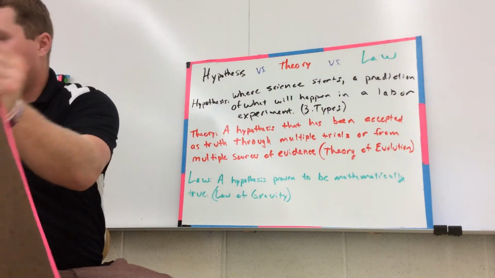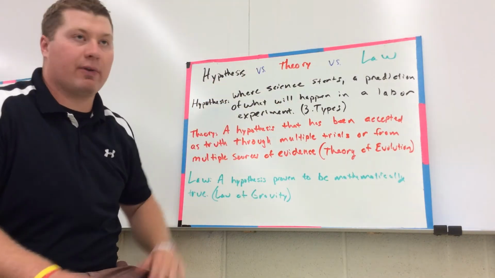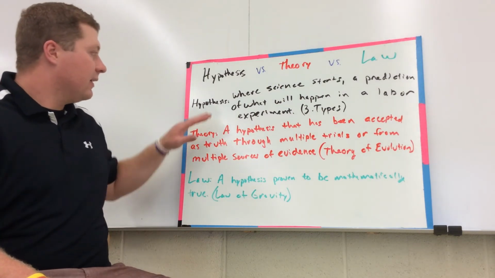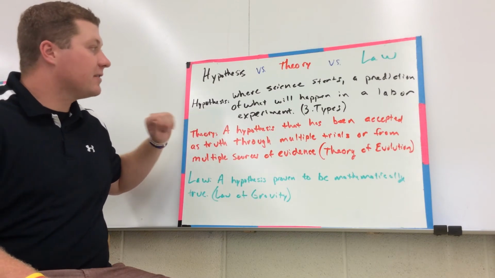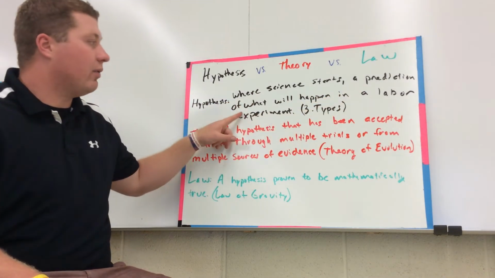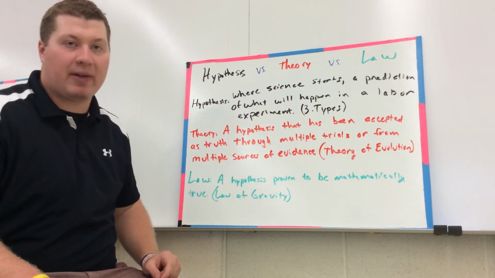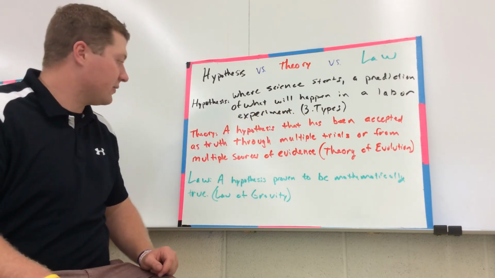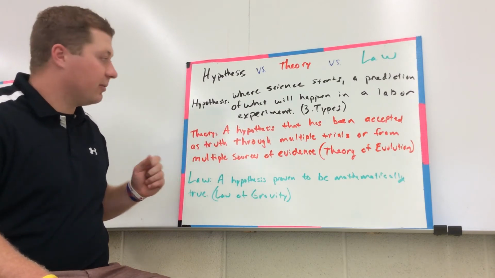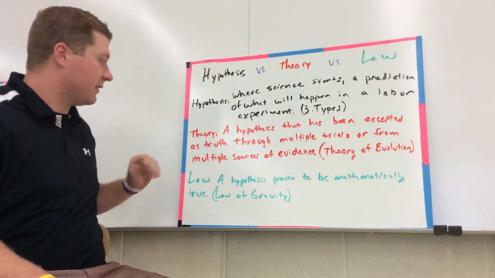One other part that I want to talk about is what is a hypothesis versus a theory versus a law. This is part of the scientific inquiry part of class. So, some terms here. A hypothesis is where the science really starts. It's a prediction of what will happen in a lab or experiment. There are actually three types of hypotheses, and we'll talk about those later this week. A hypothesis, if it's tested multiple times through multiple trials, can advance to either a theory or a law, depending on which one it qualifies under.